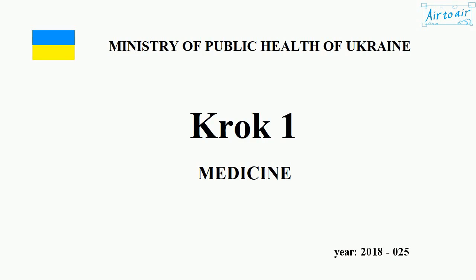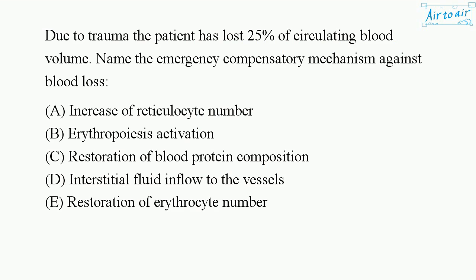Ministry of Public Health of Ukraine. Krok 1. Medicine. Year 2018. Number 025. Due to trauma, the patient has lost 25% of circulating blood volume. Name the emergency compensatory mechanism against blood loss.